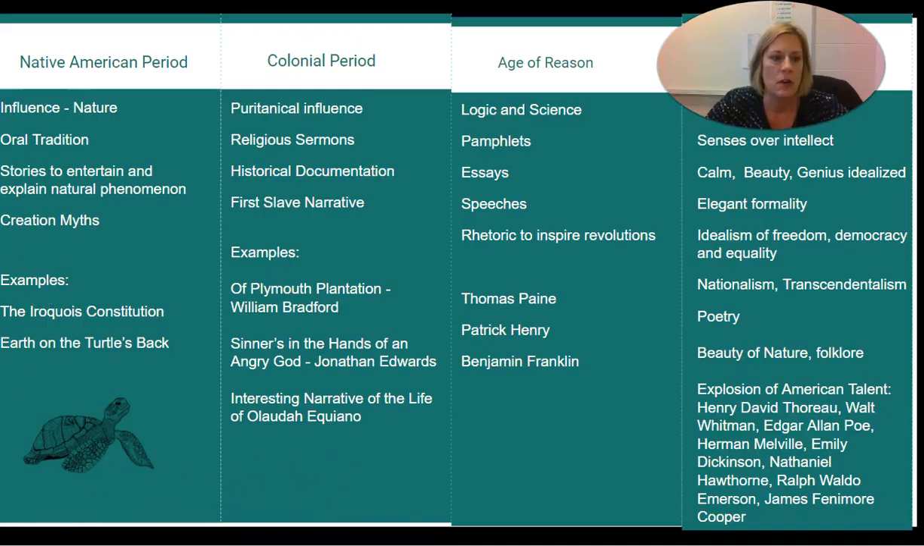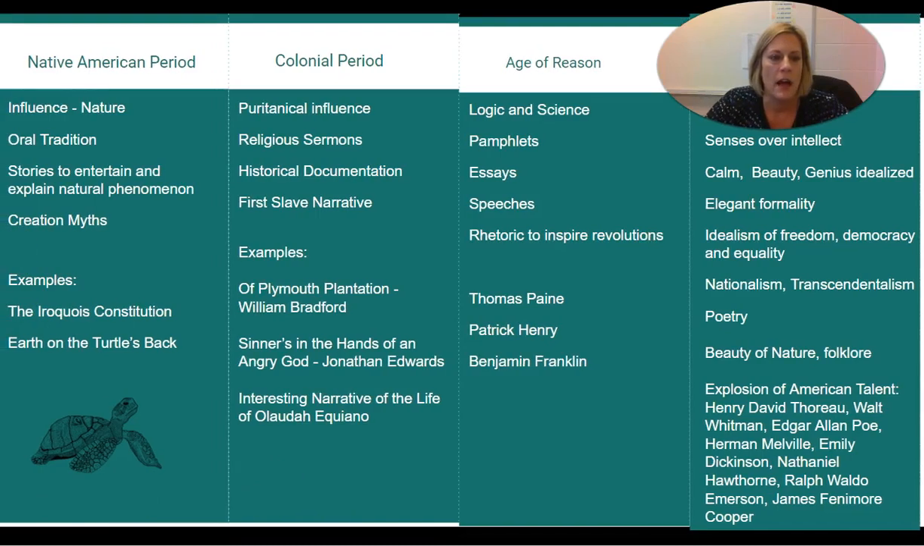This is just a chart for you to look at. If you look at the things on here, we have the periods that we've kind of looked at so far. And like I said before, they do overlap with each other, and each is influenced by the last. And they are all influenced by other things going on in the world, right? So if you look over this chart, you'll see some things from the Native American period that we studied.